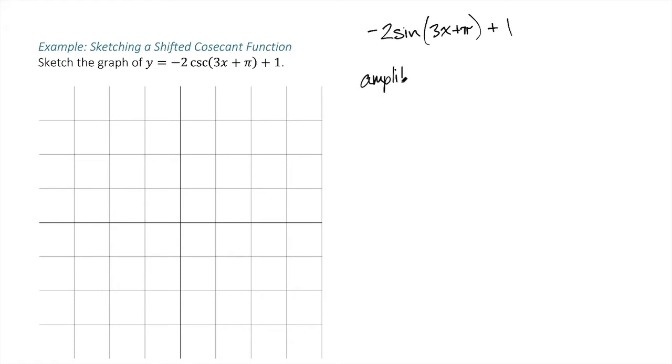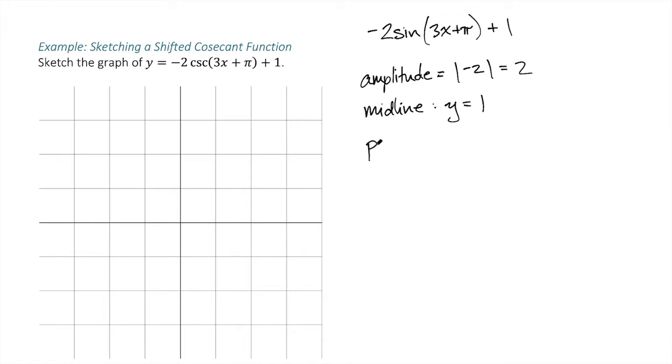The amplitude of this is the absolute value of the number in front, which is the absolute value of -2, or 2. Okay. We'll get the midline. The midline is y equals this number at the end, +1.